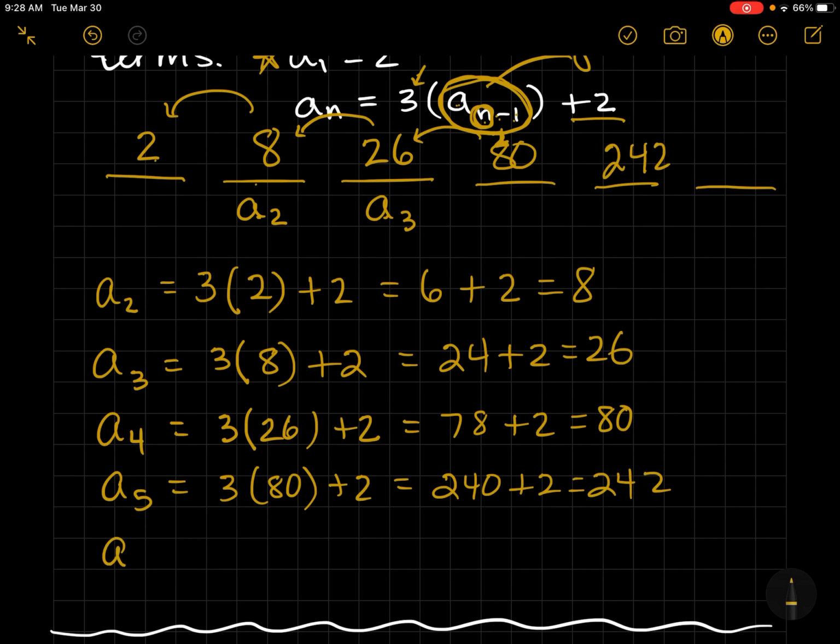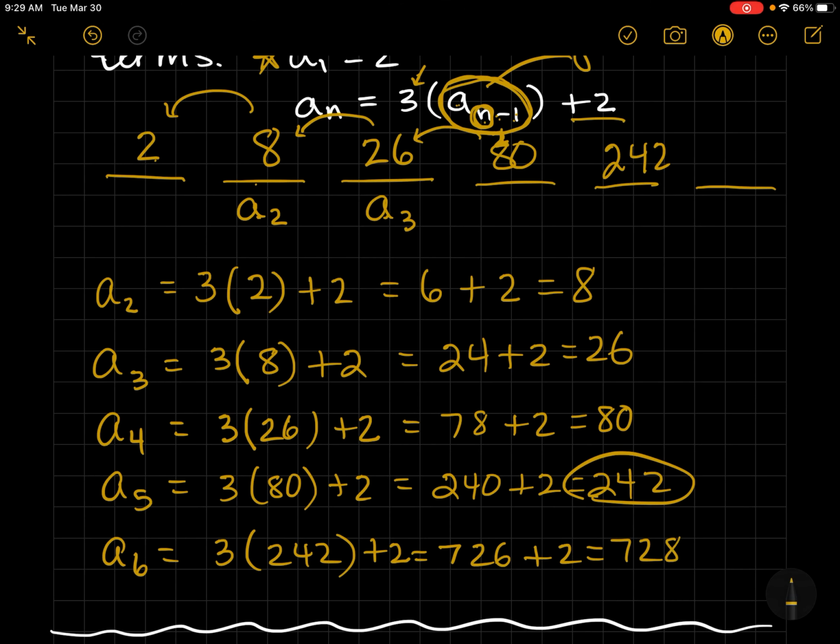And now we're going to find a sub 6, and we're going to plug in a sub 5, which is 242 times 3 plus 2, which is, let's see, 726 plus 2 is 728. So, recursive rules are always based on the previous rule.